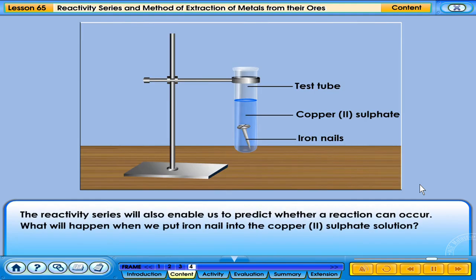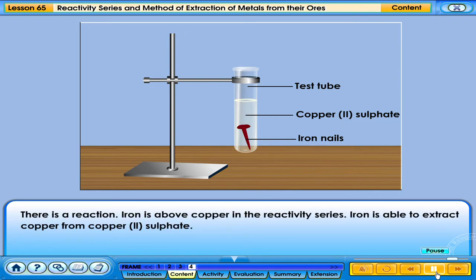The reactivity series will also enable us to predict whether a reaction can occur. What will happen when we put an iron nail into the copper sulfate solution? There is a reaction. Iron is above copper in the reactivity series. Iron is able to extract copper from copper sulfate.